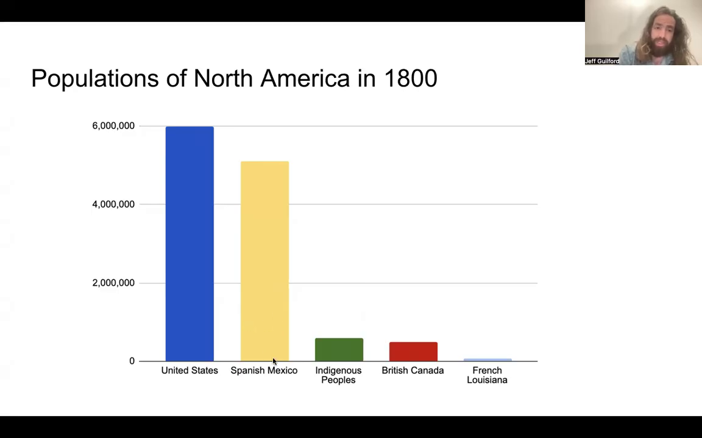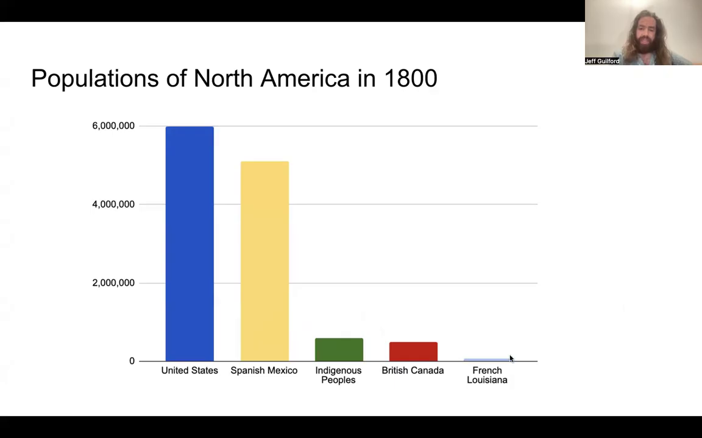So Spanish Mexico does have a pretty large population, about 5 million people, but almost all of these guys live in southern Mexico or in the central highlands. So the people actually living in the northern parts of Spanish Mexico are very widely dispersed. And so the actual population in the territory that the US is going to take over is quite small. The numbers of indigenous folks have been reduced dramatically. We don't have an exact count, but it's less than 1 million at this point.